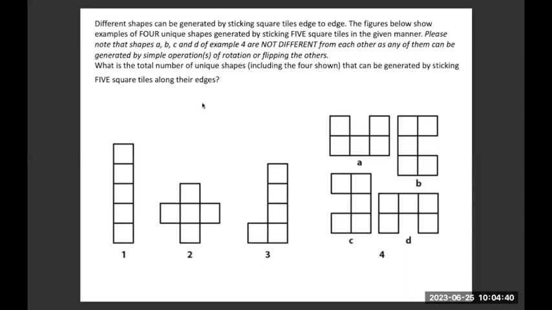So likewise, what you have to find is the number of unique shapes which can be generated using just 5 tiles, where at least an edge of the tile is attached, basically. It's sticking to another tile. Like these 4 are the options. So all these four count.